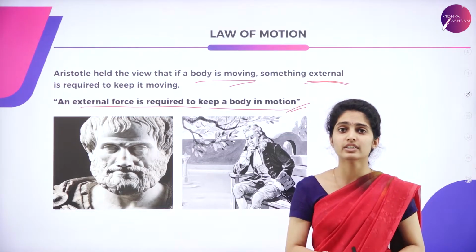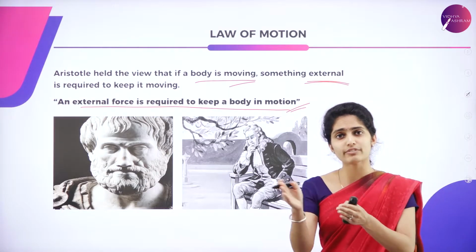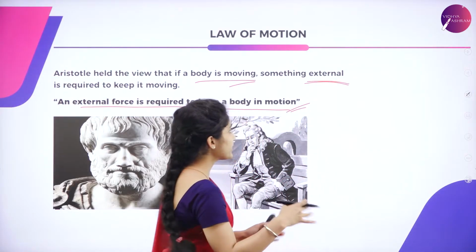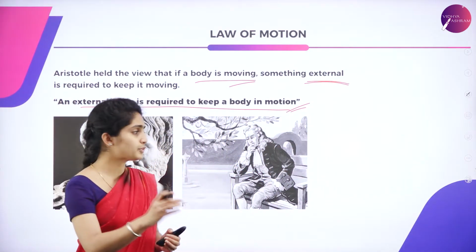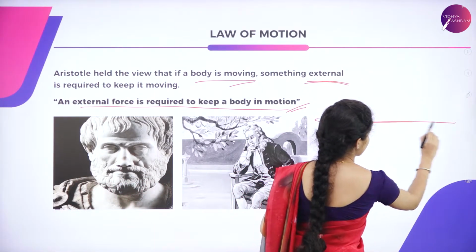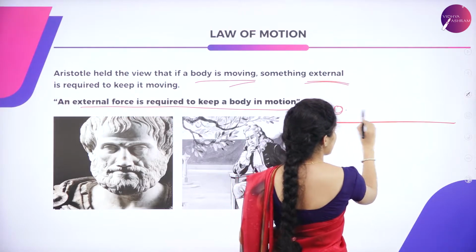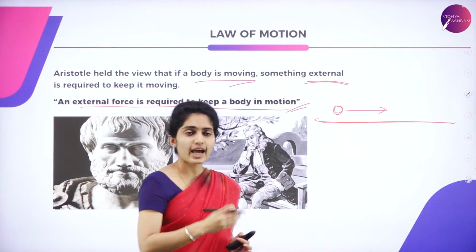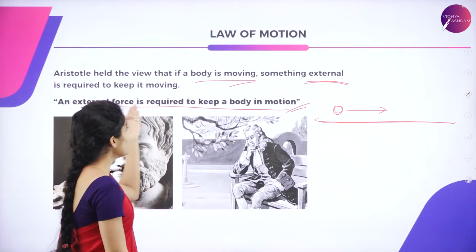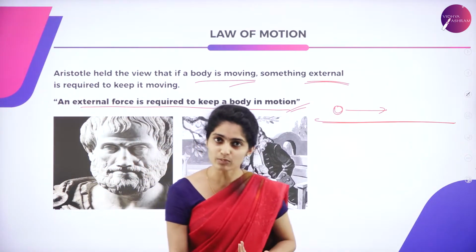Now here Aristotle considered only one part of the motion. The other part he did not consider. So what is that other part? Suppose an object is allowed to move on a plane. So what happens to the object? As per his discussions, an external force is required to keep a body in motion.